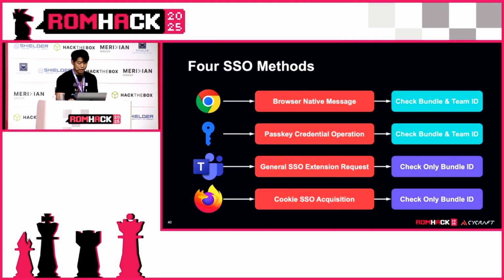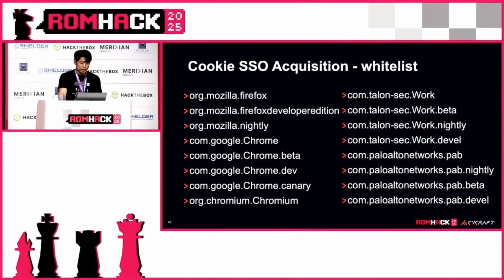And these 2 paths enforce team ID and bundle ID validations. But then we found there are two paths that don't validate the team ID at all. One is general SSO extension requests, mainly used by Microsoft apps like Outlook, Teams, and Excel. The other is cookie SSO acquisition, mainly used by third-party apps like Firefox or Opera. And we can see that in the cookie SSO flow, there's a whitelist of 16 bundle IDs, coming from the third-party browser bundle IDs NSBlock.